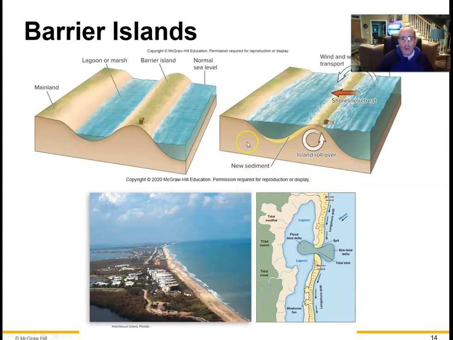Barrier islands, pretty simple. This is just a depositional feature that you see, especially along the coastlines of places like Florida, where you have that type of uniformity. These are really attractive for development, as you can see in the picture down here. This is a barrier island. You see hotels, really nice areas for people to go on vacation.